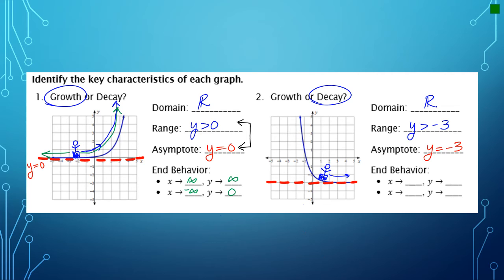Now for my end behavior, as I go to the right towards infinity, my graph flattens out and goes towards -3. As my graph goes to the left, or towards negative infinity, now my graph is going up towards positive infinity.